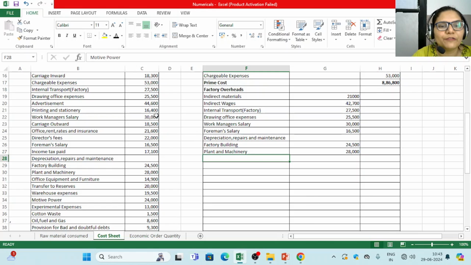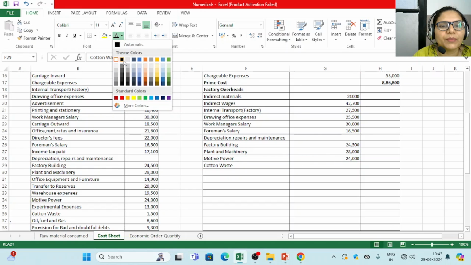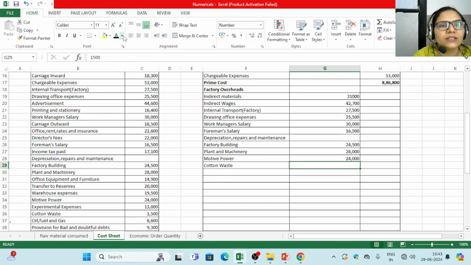Next is motive power. Again, by name we can understand that it is related to the factory, so it is 24,000. Next is cotton waste. Again, it is a part of the manufacturing process, so we will include it in factory overheads. Next is oil and gas. We all know it is a part of a factory, so we will include it in factory overhead.